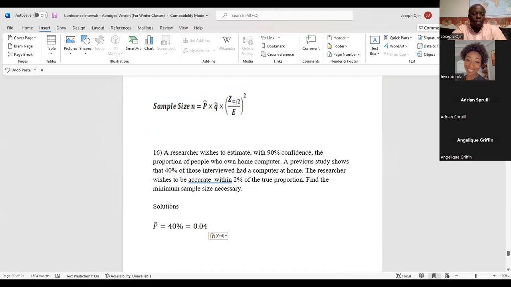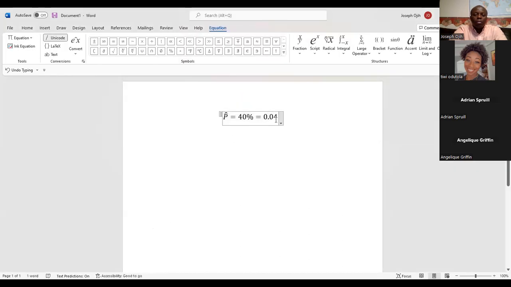It's p hat. And q hat is 1 minus p hat. Oh, sorry, 40%, my mistake. 40% is not 0.04. Let me correct myself: 40% is 0.40, not 0.04. Sorry about that. So I'm going to take you there again and paste the correct one.